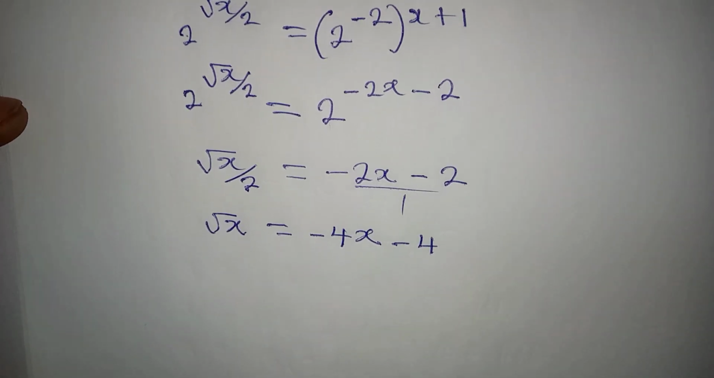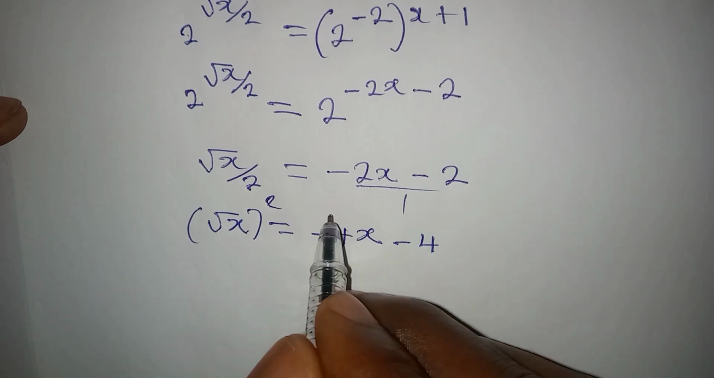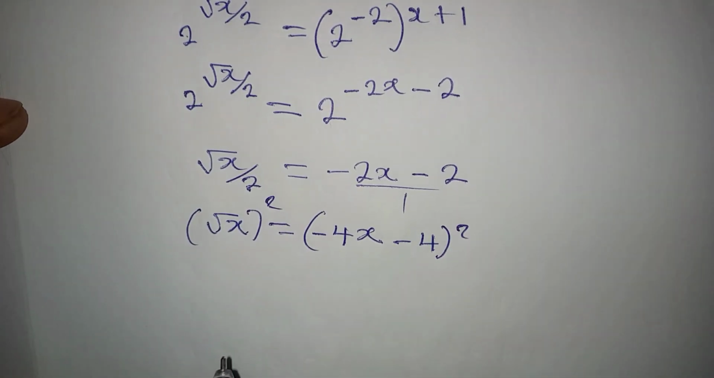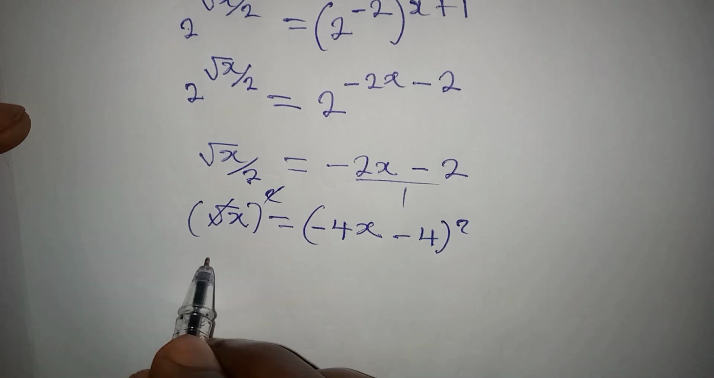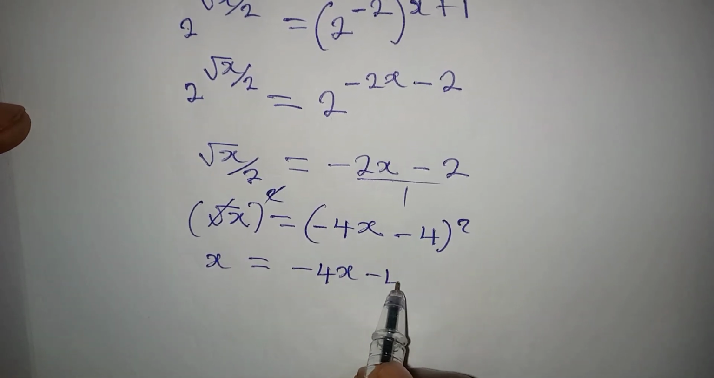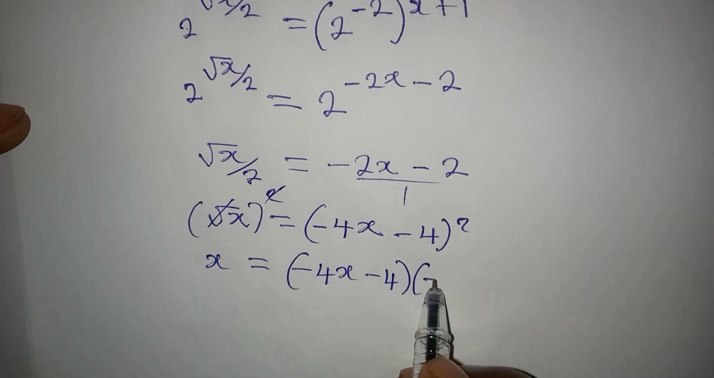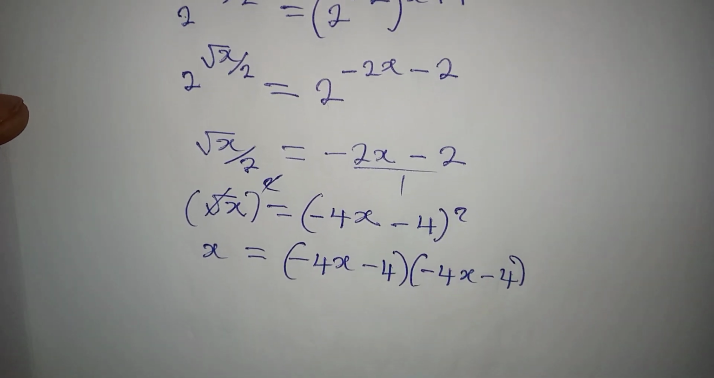Now our next target is to square both sides, right? And we are squaring both sides so that we can eliminate this. So x will be equal to minus 4x minus 4 in two places. Okay, this is pretty simple.